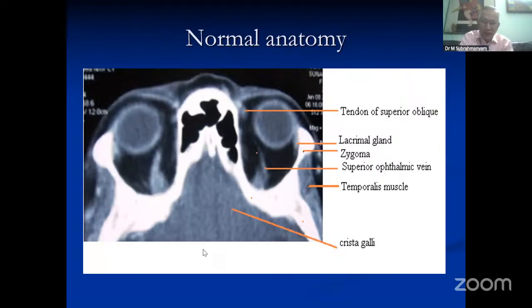So in the superior cuts, you will see the reflected tendon of the superior oblique. This is the lacrimal gland. This is the zygoma. This is the sphenoid bone, superior ophthalmic vein, temporalis muscle, and the crista galli.